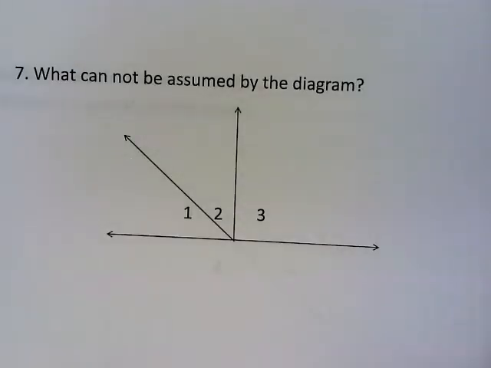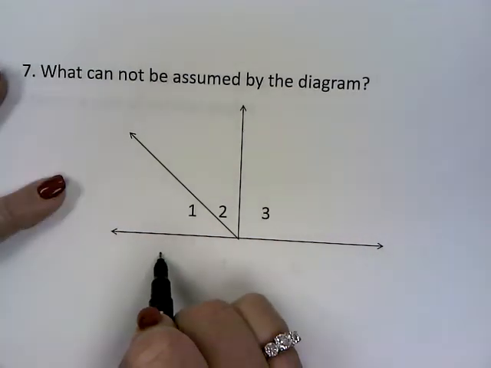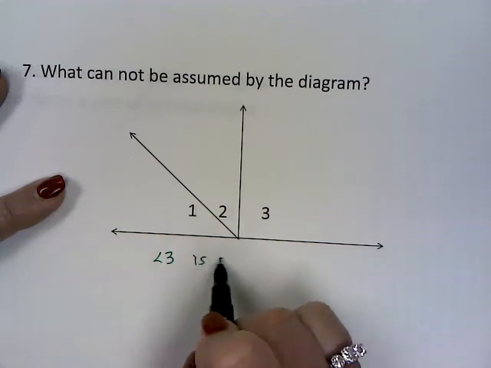Okay, number 7. So looking at this diagram, what can I conclude? Or what can I not assume? Quite a few things I cannot assume. One, I cannot assume I've got right angles anywhere. If I don't see the right angle symbol, I cannot assume there's a right angle. So I cannot assume that angle 3 is a right angle.